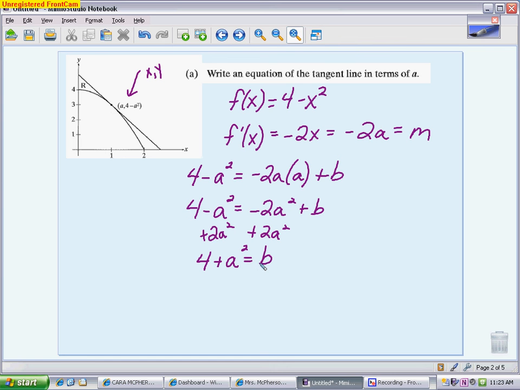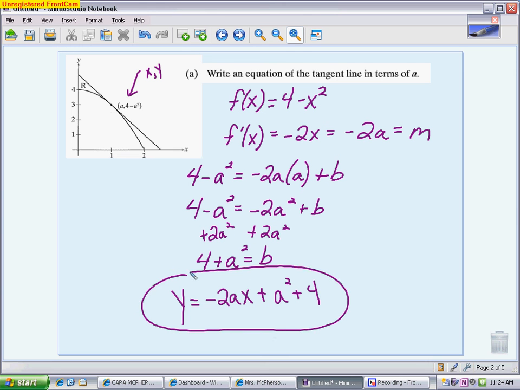So my tangent line is the equation y equals m, which is negative 2a, x, which is just x, plus b, which you can write as a squared plus 4 or 4 plus a squared, and this would give you full credit for part A. My guess is part A would be worth at least 2 points, probably 2, because they're checking to see if you can correctly find the slope, which is just deriving it and putting the a value in, and then you can take that with the point that you know and write your equation for your tangent line.